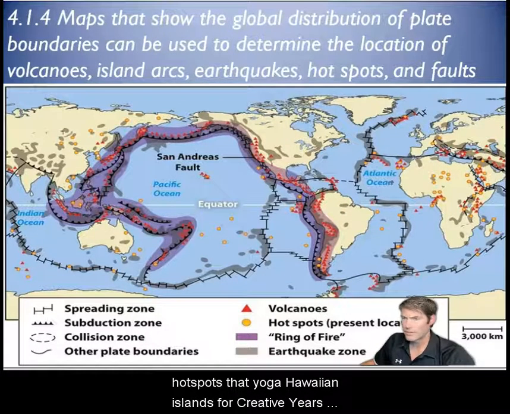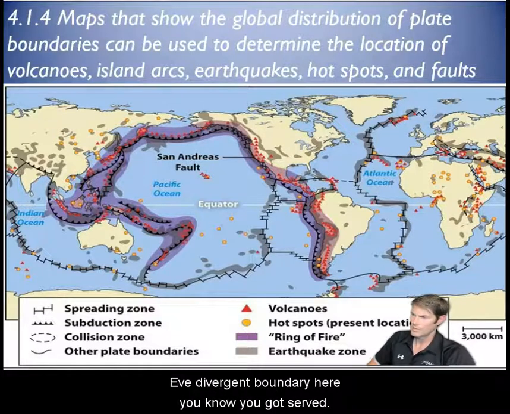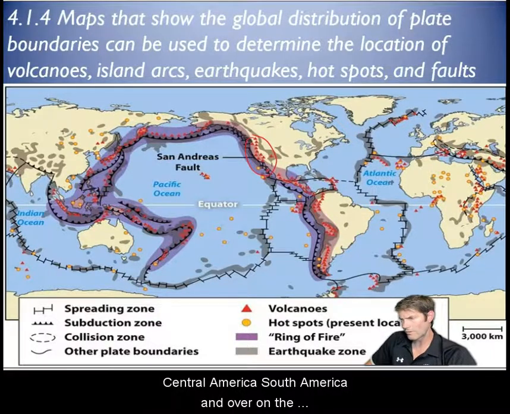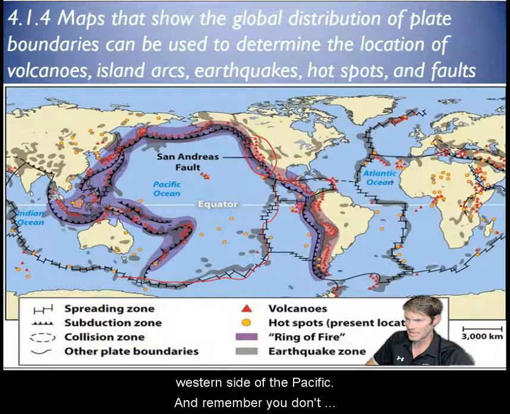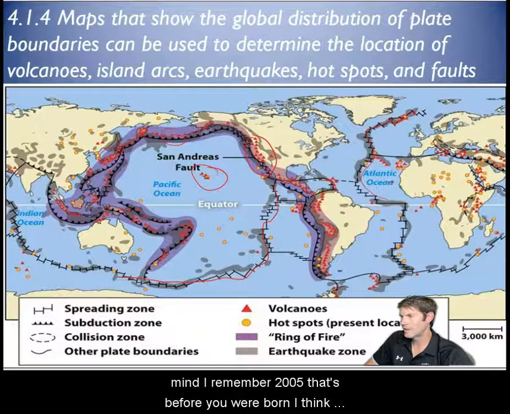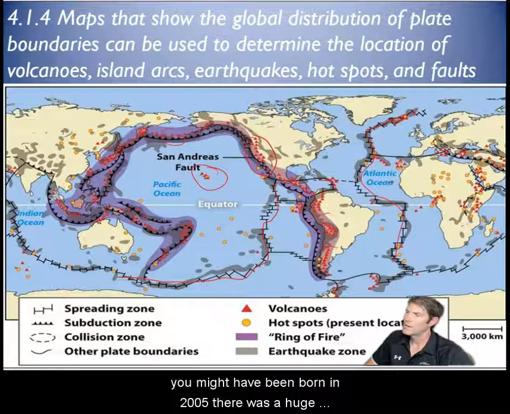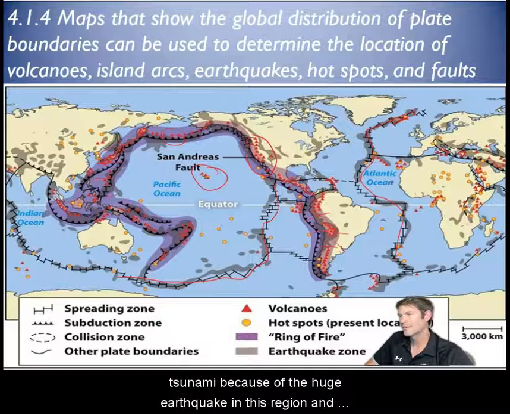Now, you have an awesome map of this that you guys have been spending time coloring. So you should have a good fundamental understanding of where these plates are, where you're going to see earthquakes, volcanoes, and hot spots, where the Hawaiian Islands were created. You've got a big divergent boundary here. You've got subduction zones, Central America, South America, and over on the western side of the Pacific.